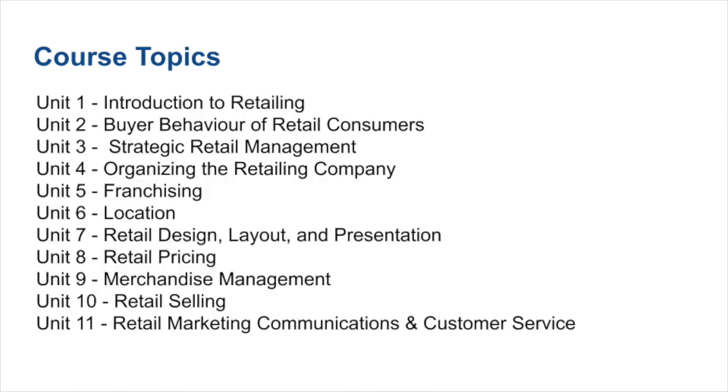There are 11 units in this course. We're going to be dealing with the Introduction to Retailing, followed by Buyer Behavior and Retail Consumers. Strategic Retail Management is next, followed by Organizing a Retail Company. That's followed by Franchising. Then we're going to be talking location. Then we'll be talking retail design, layout, and presentation. In Unit 8, we'll be looking at retail pricing. In Unit 9, merchandise management. Unit 10, retail selling. And finally, Unit 11, retail marketing, communications, and customer service.